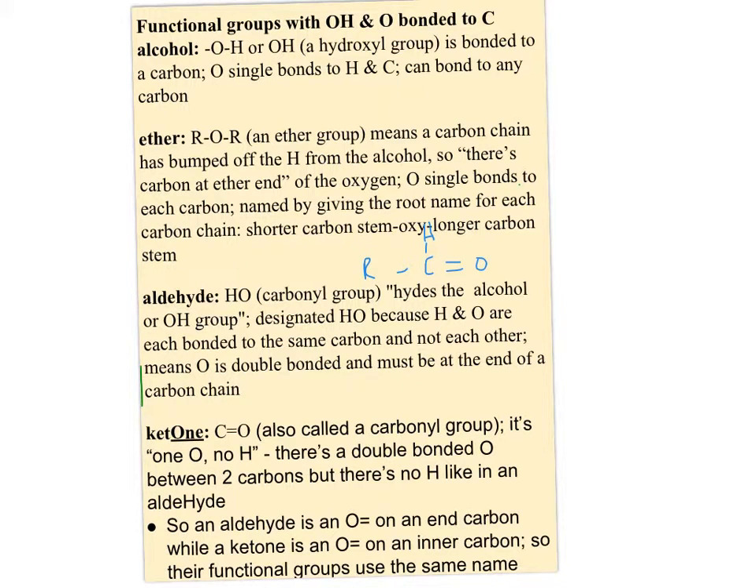So this is going to have to be on an end of the carbon chain in order for an aldehyde to form. Whereas an ether will have to be in the center, and an alcohol can be anywhere. Which brings us to the ketones.